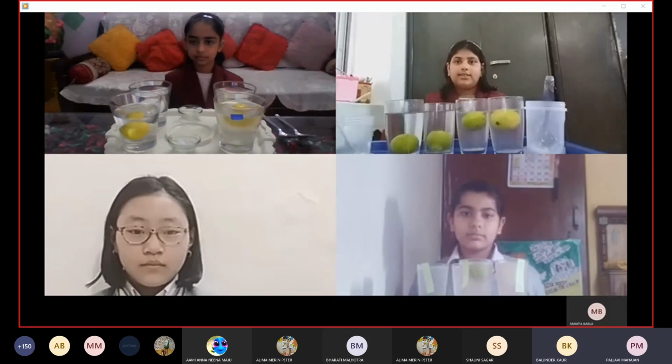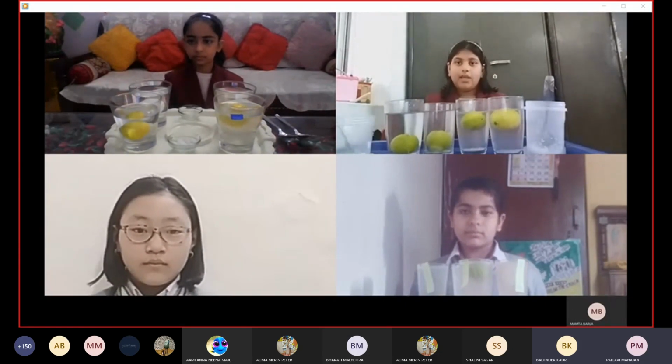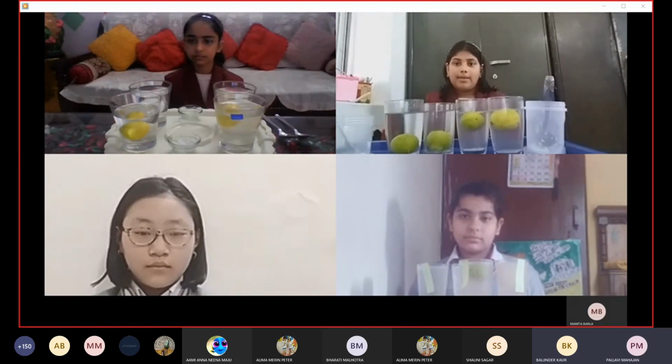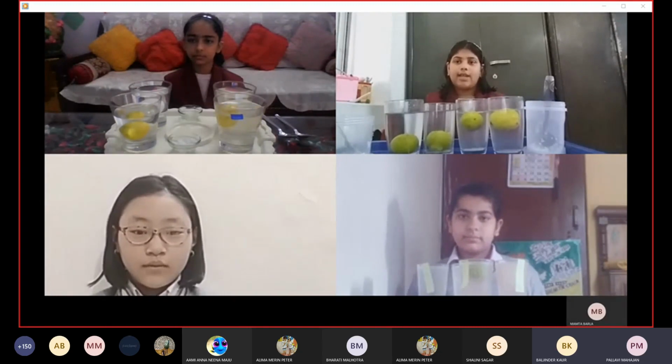The water in glasses 3 and 4 is clear. No salt and sugar was added to it. The weight of the water displaced by the egg and lemon is less than the weight of the egg and the lemon, hence they sink.